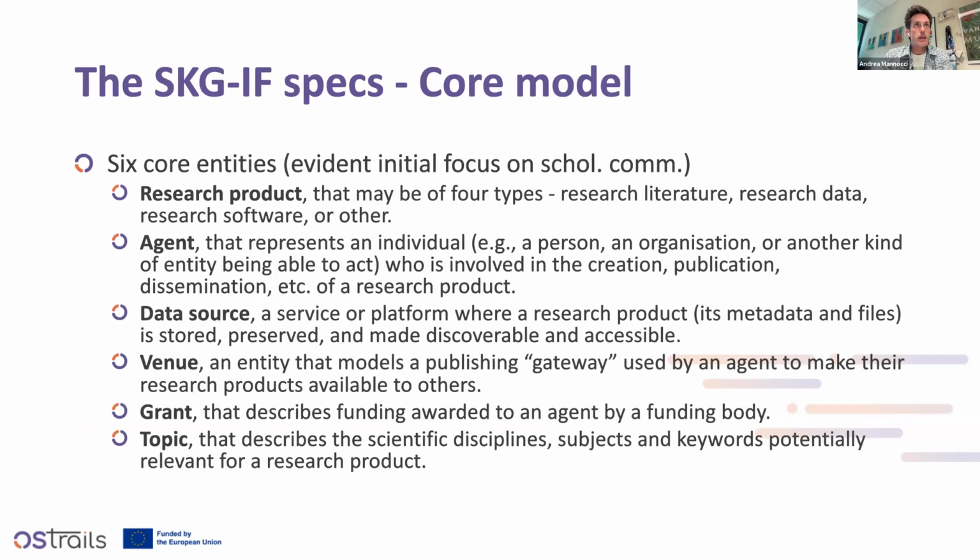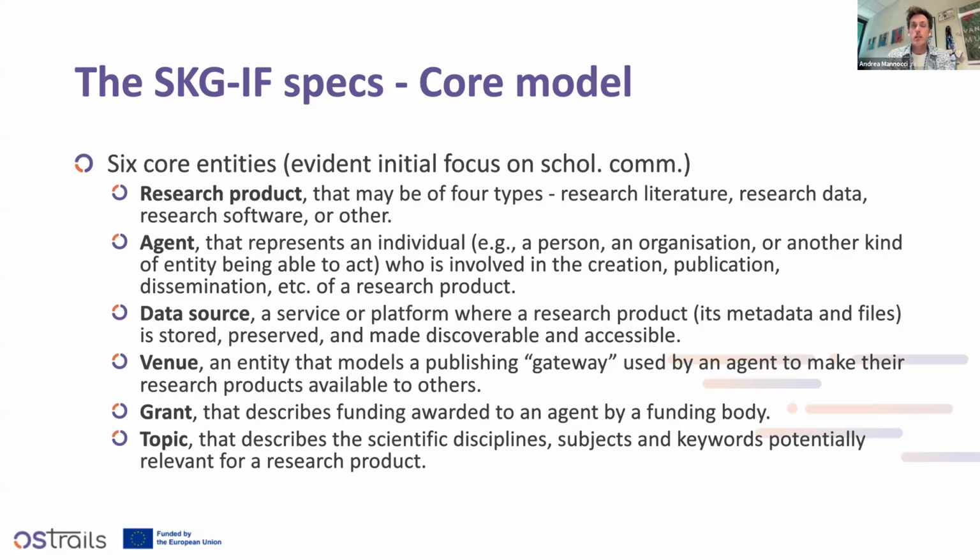The core model has 6 core entities, and again, it was an initial arbitrary choice. It is evident the focus that we had, at least in the first phase, on scholarly communication. So we decided to model research products that can be of 4 types: research literature, conference papers, journal papers, technical reports, white papers, position papers, and so on, research data, research software, and other, for example, presentation, which kind of escape the other 3 classes. So other is like a fallback classification for any research product that doesn't really stick to the other 3.